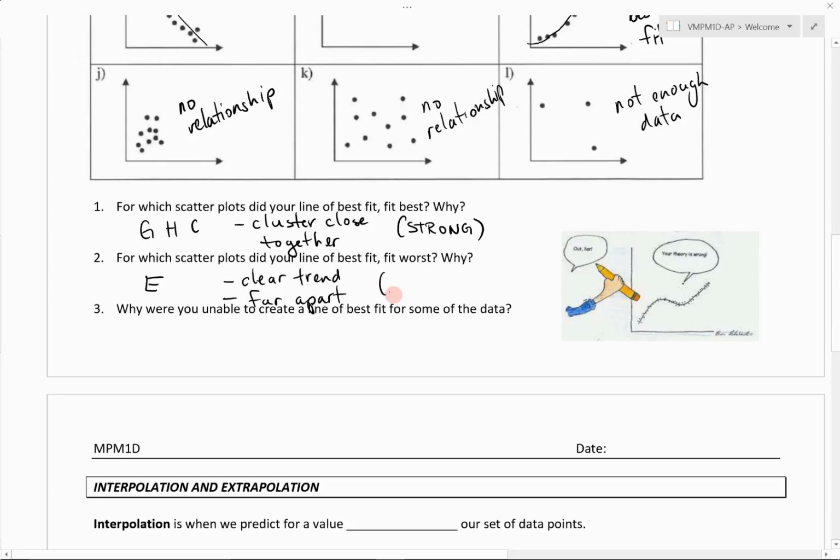Okay, when the points are far apart, we call that a weak correlation. So strong correlations are the points that are closer together. Weak correlations are when they're farther apart. Were you unable to create a line of best fit from some of the data? For some of the curved data, the ones with not enough points, not enough data, and the ones that had no relationship.